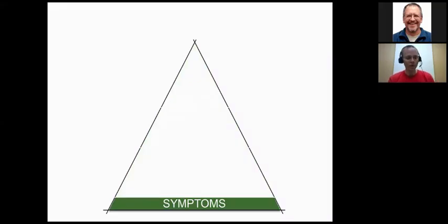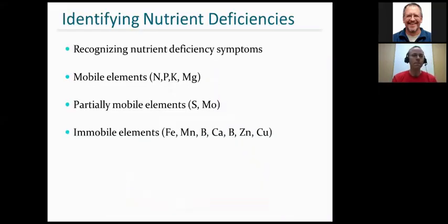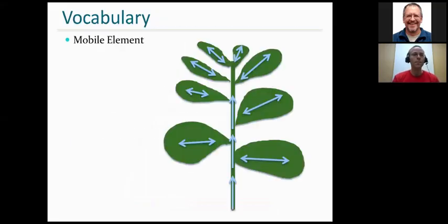As I mentioned, we're going to talk about the symptoms primarily today. So we're going to talk about recognizing the nutrient deficiency symptoms, breaking it down by mobile elements, partially mobile elements, and immobile elements. But before I get any farther, I want to go through some vocabulary that I'm going to be using because it can be a little bit confusing if we're not all on the same page.